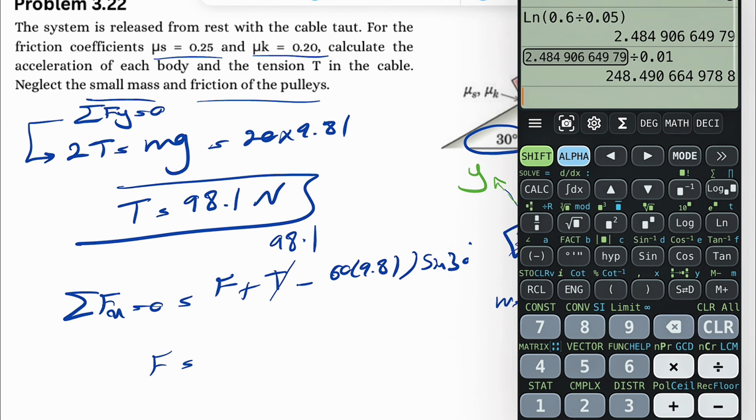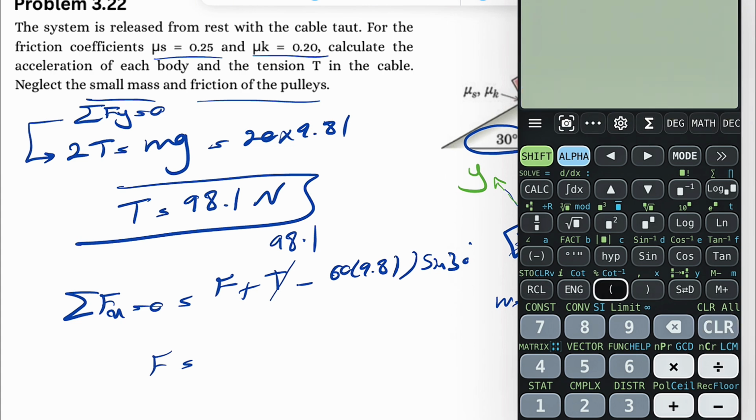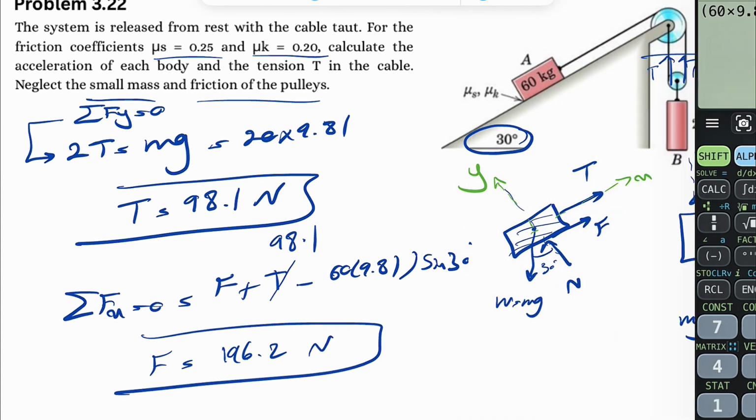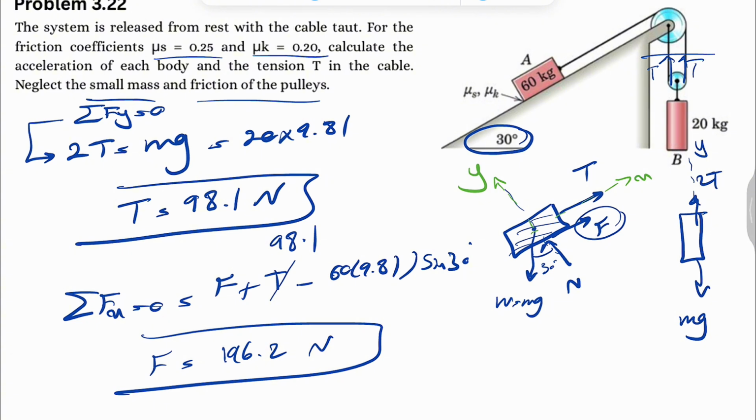So it's going to be 60. Oh, we have to bring everything on the right side. So 60 times 9.81 times sine of 30, which is 0.5, negative 98.1. So the F is going to be 196.2 newtons. We didn't get any negative sign, so that's the correct direction for the F.